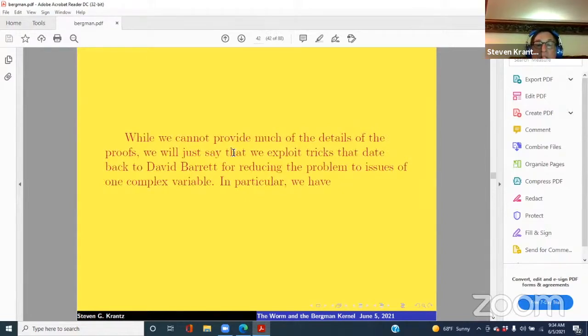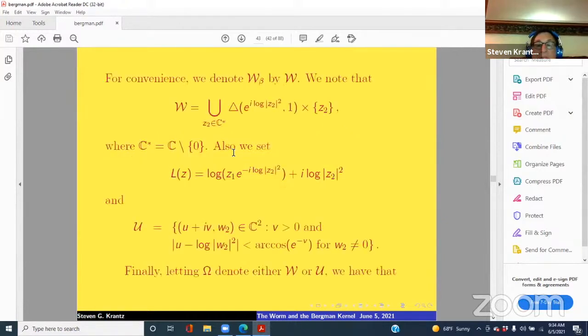We cannot provide much of the details of the proofs, but we'll just say we exploit tricks that date back to Dave Barrett for reducing the problem to issues of one complex variable. So I'll say a few words about that. For convenience, we will denote W_β by W, and notice that W is the union over z_2 in C*, which is C take away the origin, of the disk with center e^{i log|z_2|^2} and radius 1, cross the singleton z_2. And that's easy to see from the definitions.